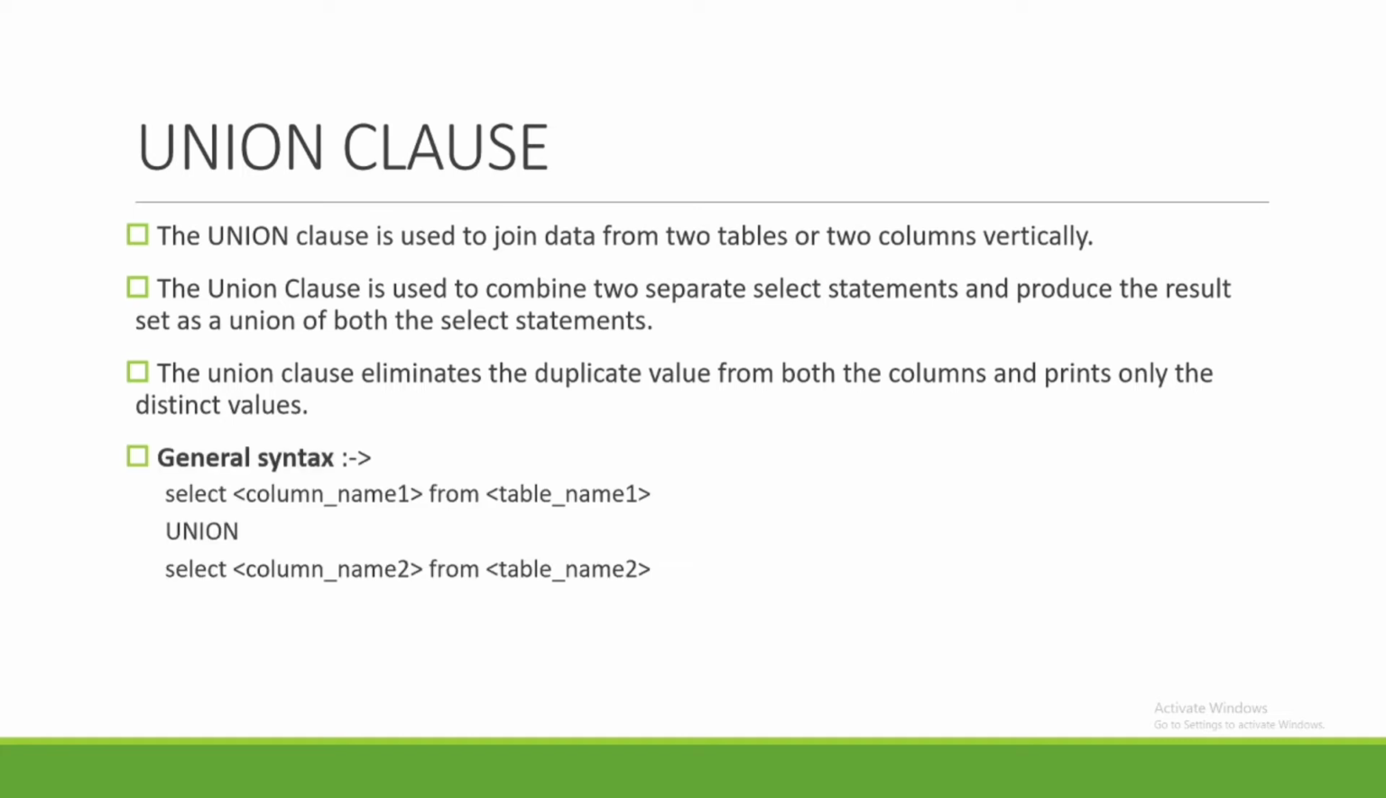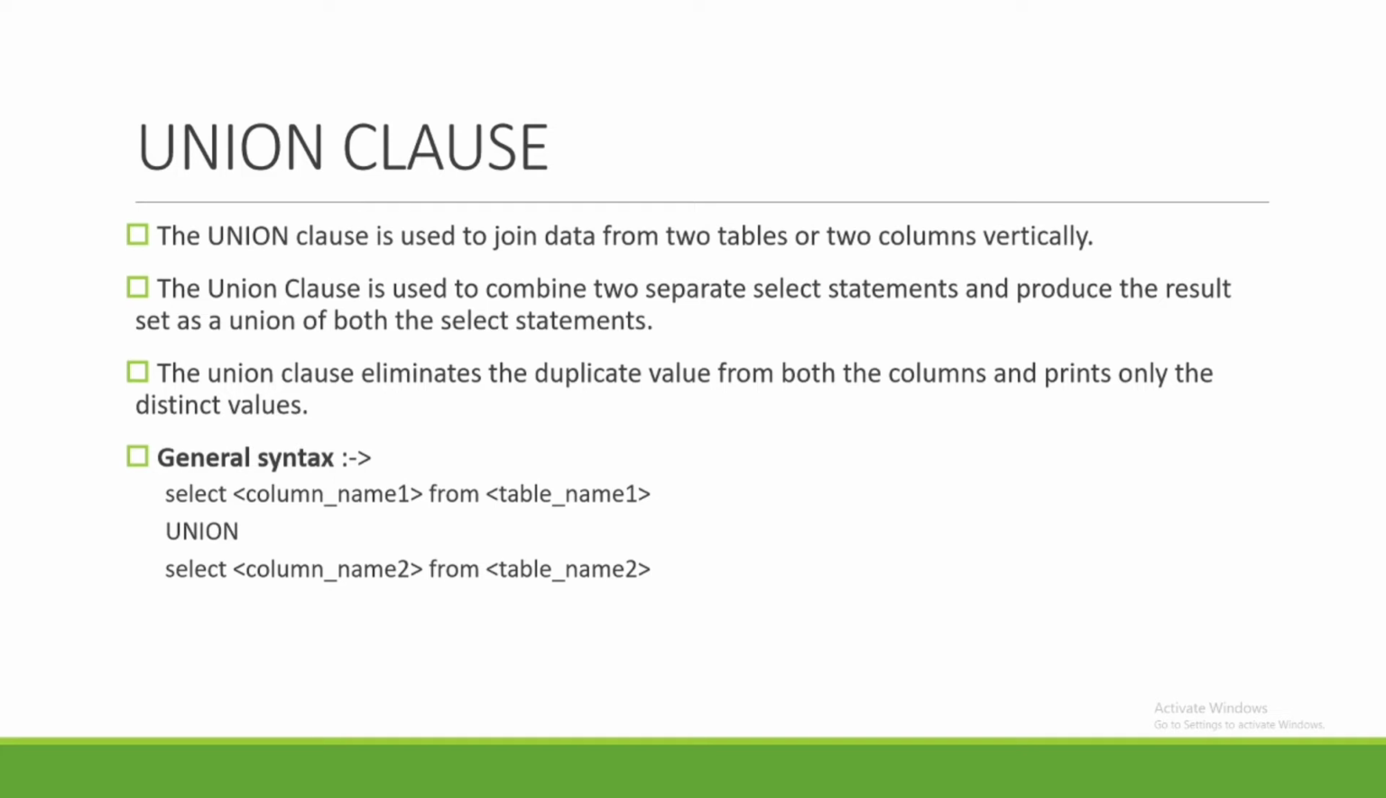The general syntax of the union clause is: select column name from table name, union select column name from table name. The first select statement is from table 1 and the second select statement is from table 2. You can also apply more than one union in a single statement. If I want to combine n tables, I can extend this syntax by applying another union and then writing another select statement. Likewise, you can add any number of select statements, or join any number of tables, and find the unique values present in all of them.